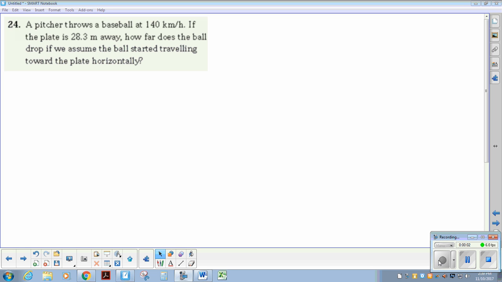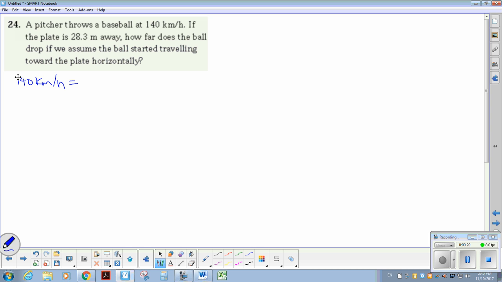Hello, welcome to Unit 2, Lesson 5, and we're looking at question number 24 in the projectile motion. A pitcher throws a baseball at 140 kilometers an hour. First thing I want to do is get that into meters per second, because our formulas only work if we are working in meters per second.